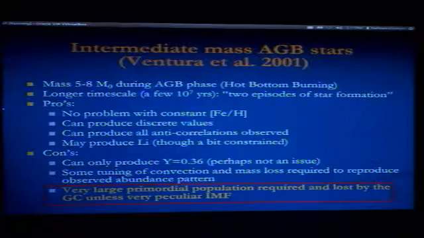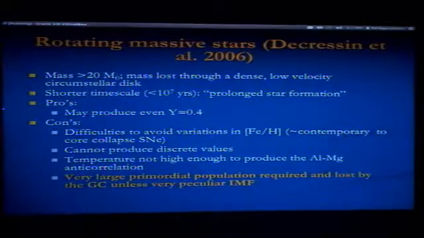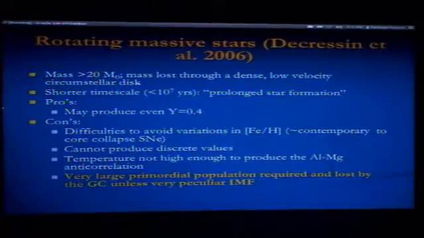This is a so-called mass budget problem. Okay, this is the production of lithium. Then the other favorite mechanism is fast rotating massive stars. The idea is to consider very massive stars. Mass is lost through a dense, low-velocity circumstellar disk. Actually, in the original model, they thought that the stars form around these primordial massive stars immediately in the disk.